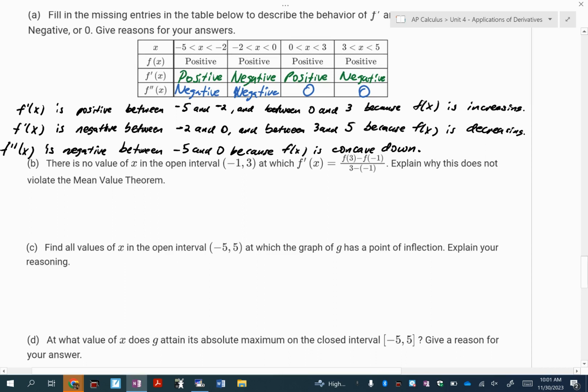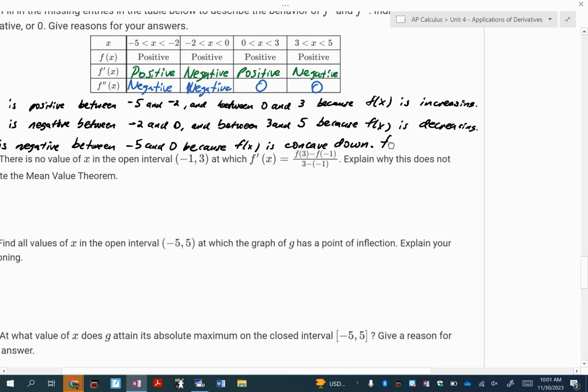Right? I'm going to say f double prime of x is 0 between 0 and 5 because f of x is linear, right? Those pieces were lines. So f double prime of x is 0.